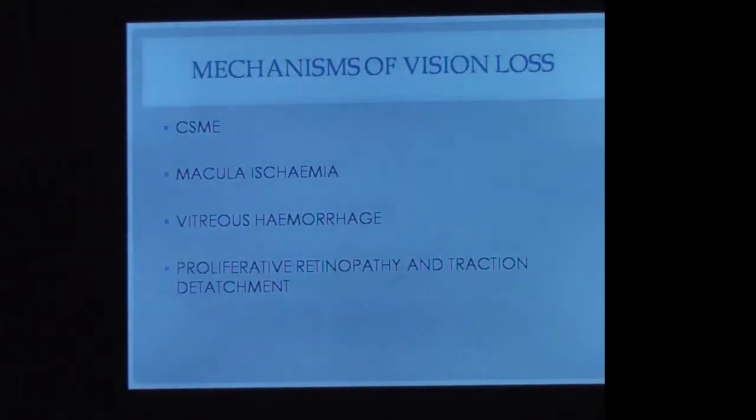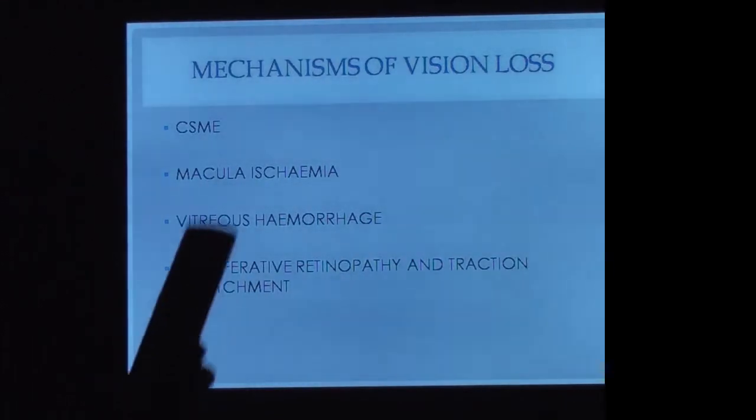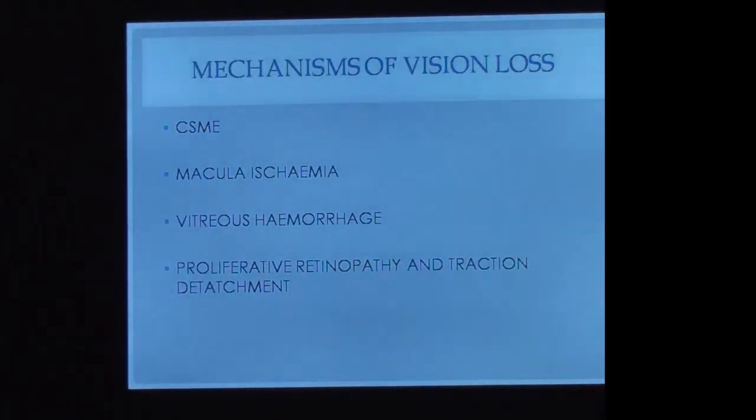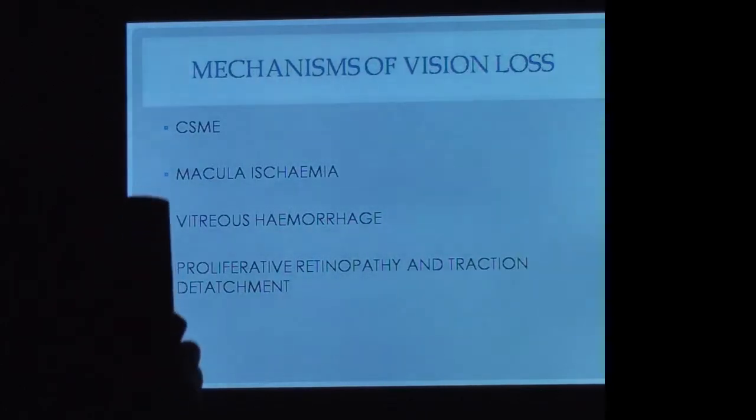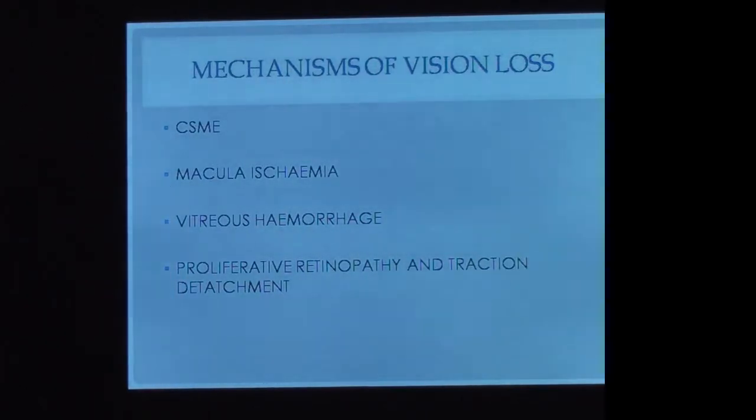What happens with diabetes when it gets severe is that the fluid in the center of the eye causes what we call clinically significant macular edema, and this is a very serious complication. Macular ischemia occurs quite late, where there's no blood flow in the center of the macula, and that leads to blindness as well. Vitreous hemorrhage can lead to blindness, as indicated on this previous slide. And proliferative retinopathy and traction detachment. These are all very serious complications of diabetes.